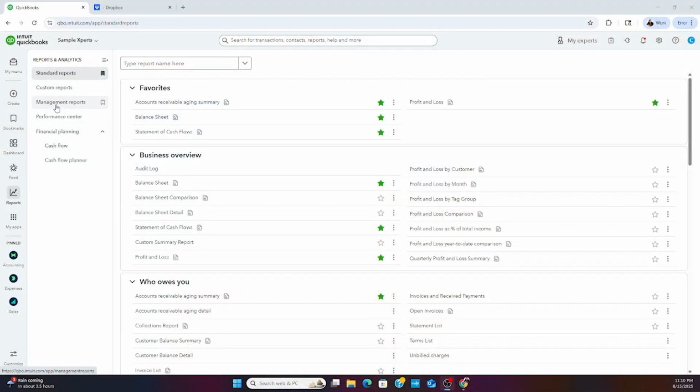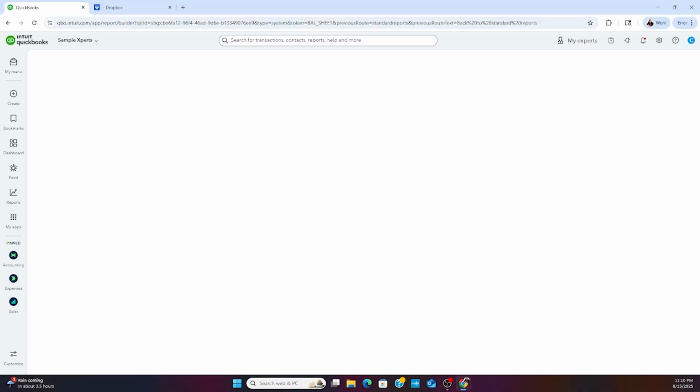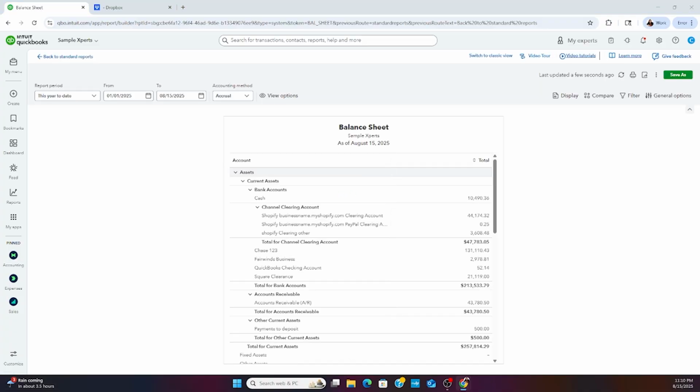All right, so this is the new interface. To find the reports, it's on the left-hand side, reports, and here is your balance sheet. But before anything else, I want to explain what the balance sheet is. We went over how to fix a few things in the balance sheet. Your balance sheet is basically a snapshot of your business financial health at a specific moment in time. So it shows what you owe, what people owe you, and what is left for you at the end of the day, which is known as equity. Basically, there are three main sections on the balance sheet.